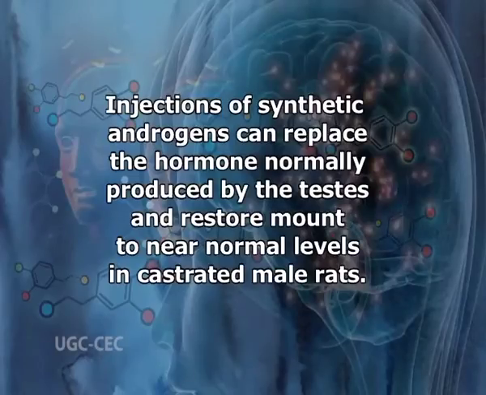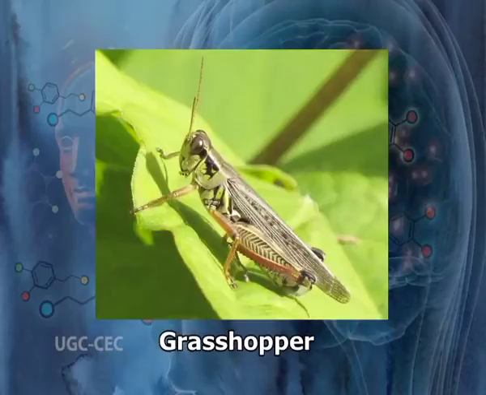Which hormonal mechanism underlies this behavior? The testes are a source of androgens, hormones that affect reproductive behavior. Injections of synthetic androgens can replace the hormone normally produced by the testes and restore mounting to near normal levels in castrated male rats.